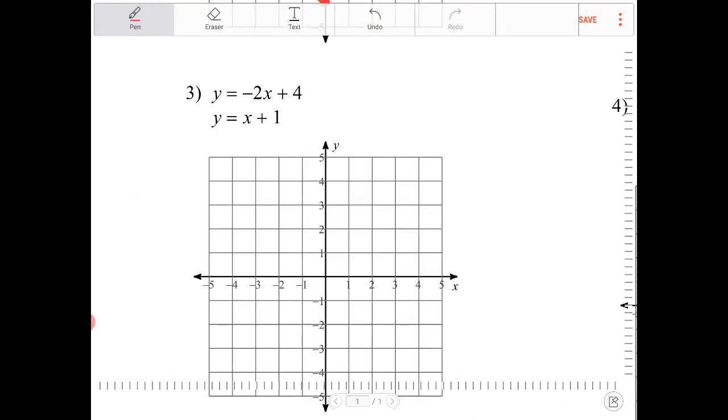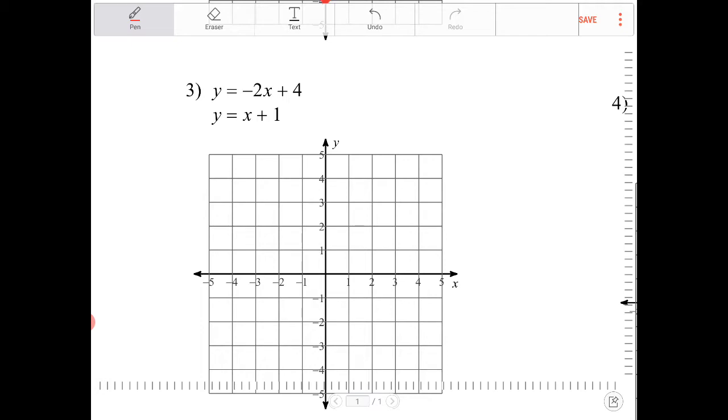Let's take a look at the next one. I have a y-intercept of +4 and a slope of -2, so it's going to go down 2 and over 1, down 2 over 1, and so forth. And then I have a line that is y equals x plus 1, starting at 1, and then we'll go up 1 over 1, up 1 over 1, and I already see the point of intersection. The point of intersection is right here, which is (1, 2).